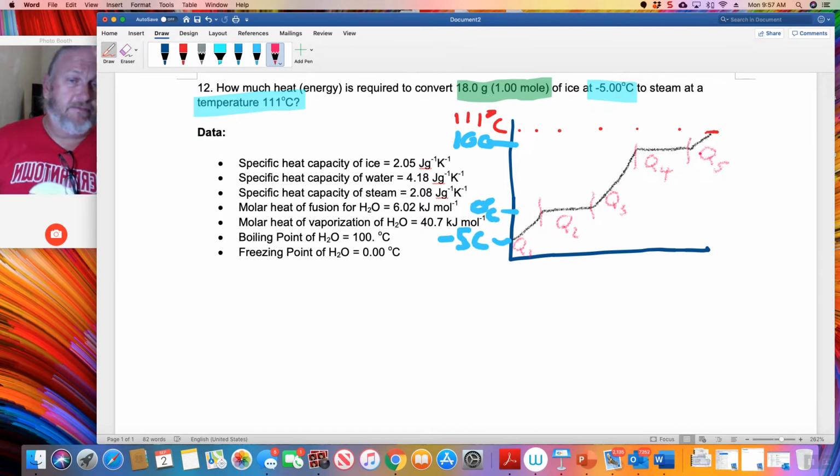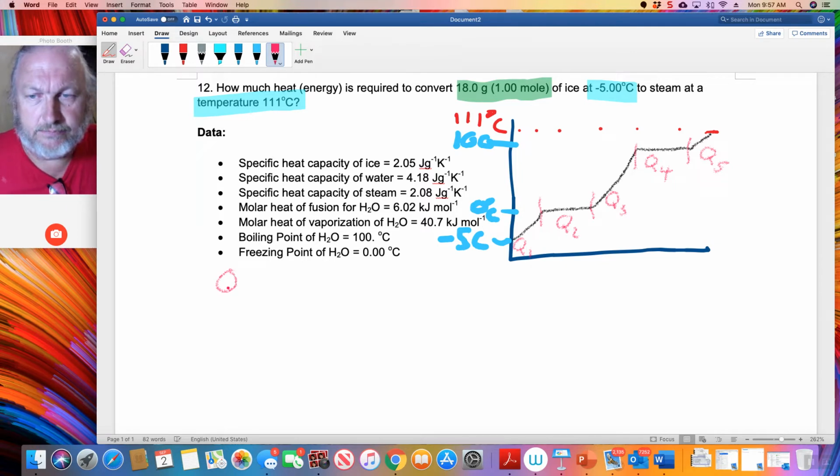Now, let's take it a step further. What formulas can I use here? We've studied Q equals MC delta T, which is the specific heat of that phase, and delta T, which is the change in temperature of the water.